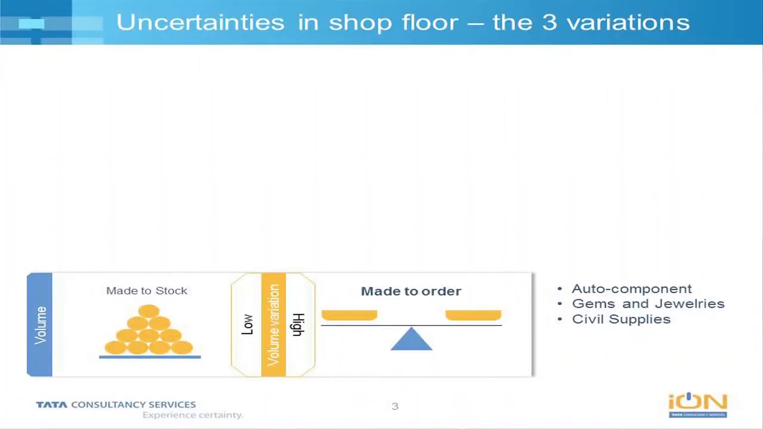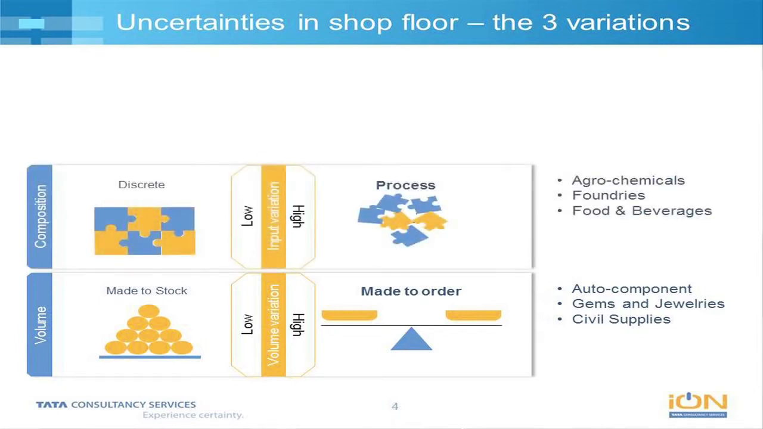Verticals that operate in a made to order situation are auto components, gem jewelry, and civil supplies. I move to the next level of complexity that would challenge your execution systems. That is variation in the composition of the finished good. By variation in composition, I mean that the bill of material itself changes with every production batch. Either the mix of the raw material changes or the proportion of some catalytic component changes.